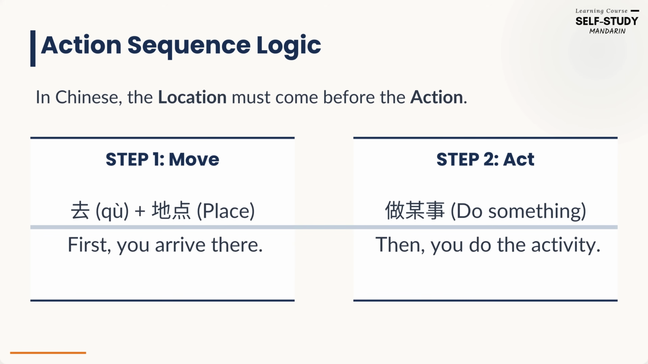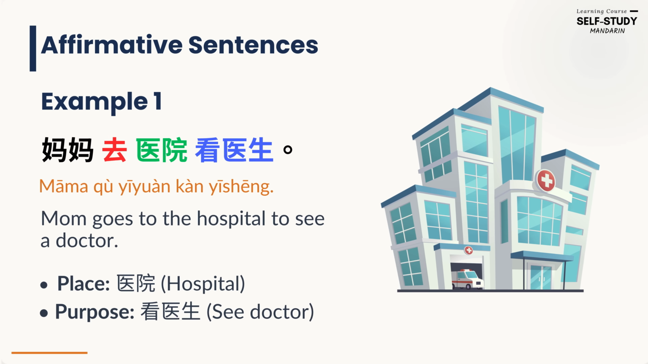If you are an English speaker, the word order might feel a little bit backward at first. To remember this, you need to understand Chinese action sequence logic. In Chinese, the location must come before the action. Think of it as chronological order. Step 1 is the move, 去 plus 地点. First, you physically travel and arrive there. Step 2 is the act, 做某事, do something. First move, then act.